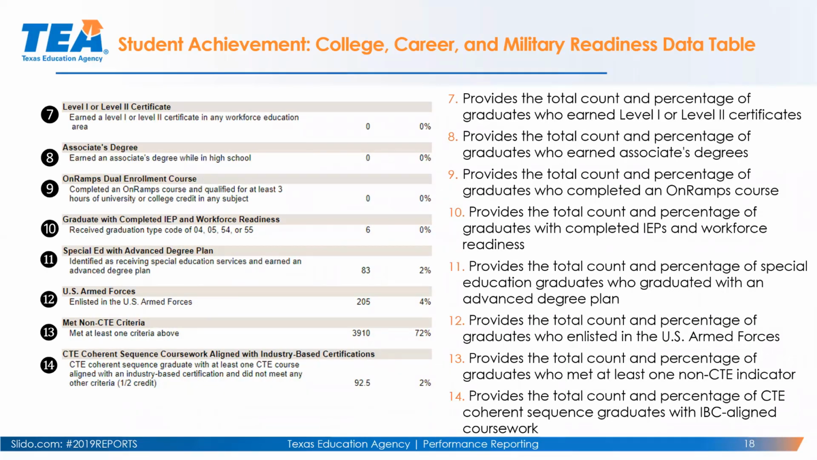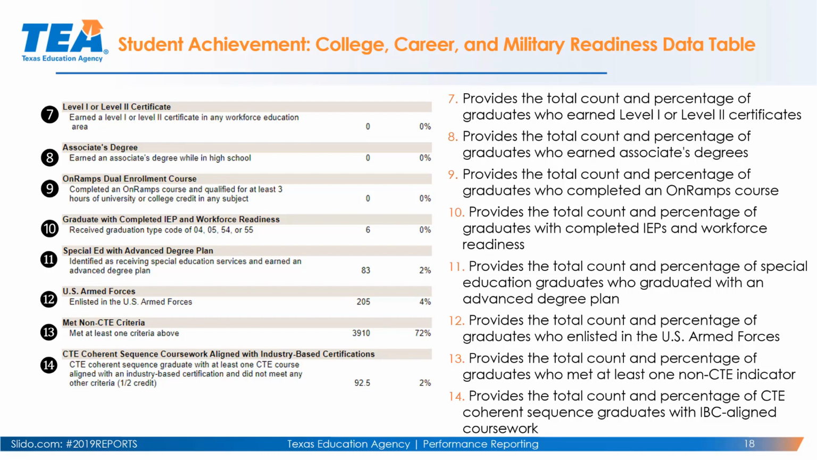Going down the data table, we then have number 7, which is level 1 or level 2 certificates. And that would be a graduate that earned a level 1 or level 2 certificate in any workforce education area. This data comes to us from the Higher Education Coordinating Board. Next, a graduate could be CCMR ready by earning an associate's degree while in high school. Or section 9, looking at on-ramps dual enrollment completion for at least 3 hours of university credit.